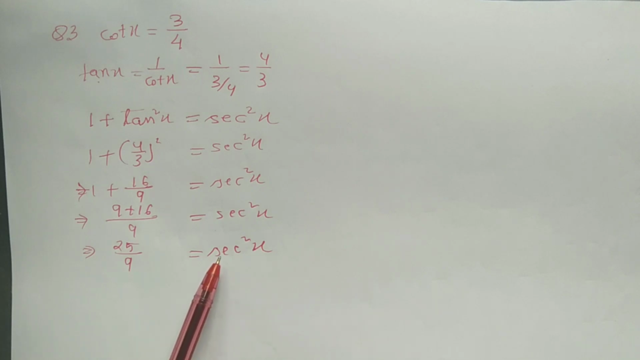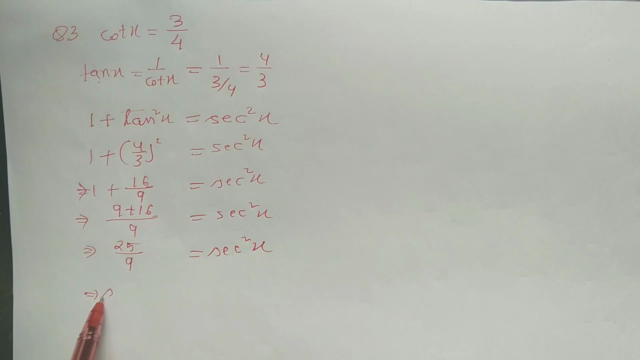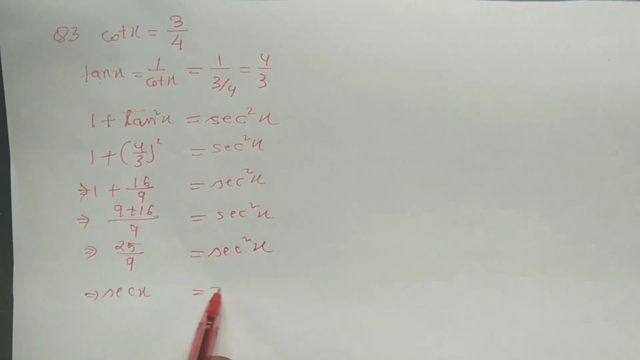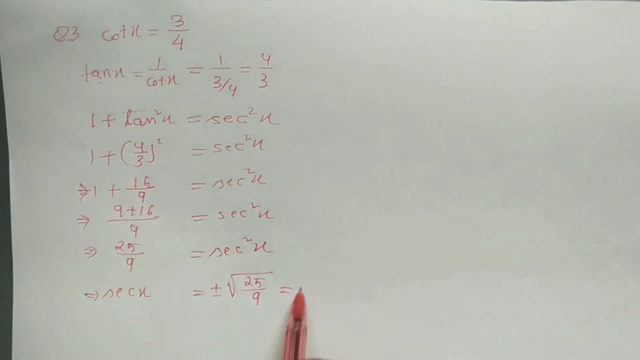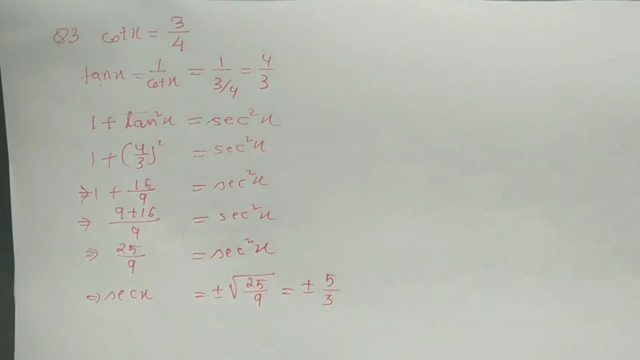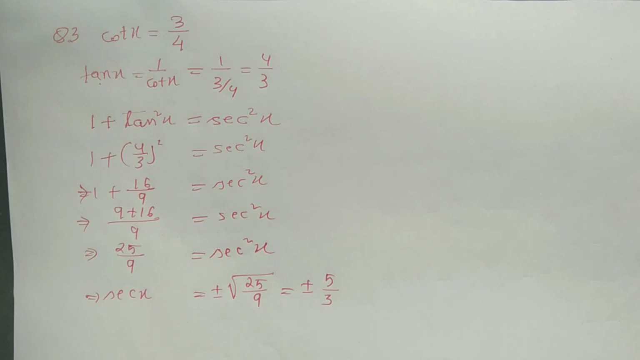Now we have to find out the value of sec x, not sec square x. So sec x equals plus minus root of 25 by 9, which equals plus minus 5, since 5 squared is 25 and 3 squared is 9. So sec x equals plus minus how much? 5 by 3. Now the case is here two signs are there, one positive, one negative. Now which one do we have to write?